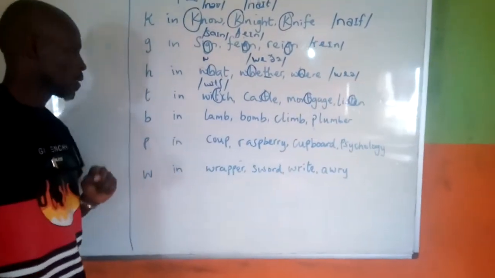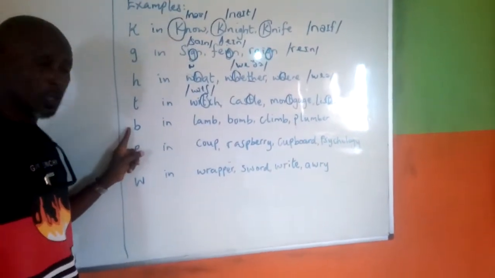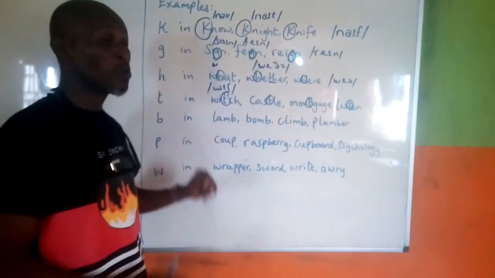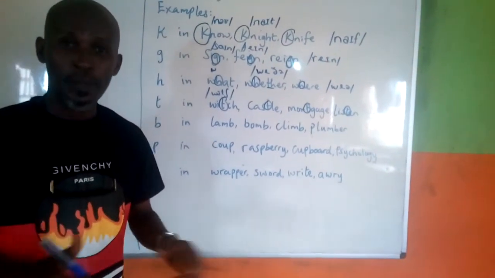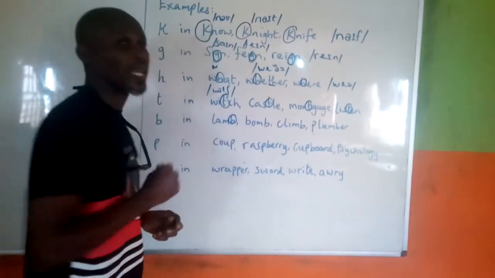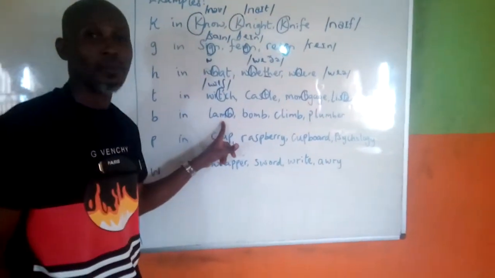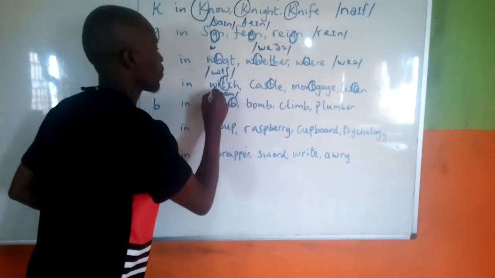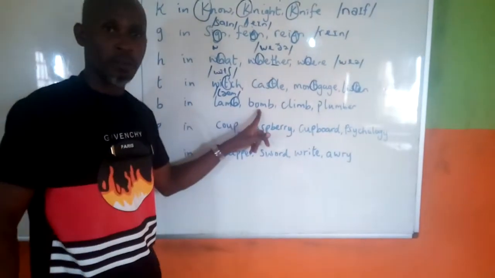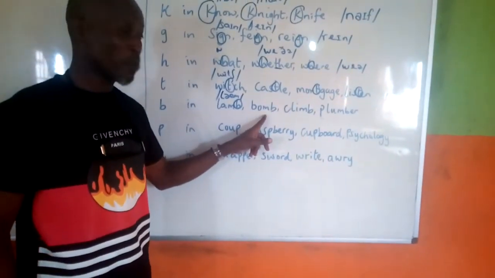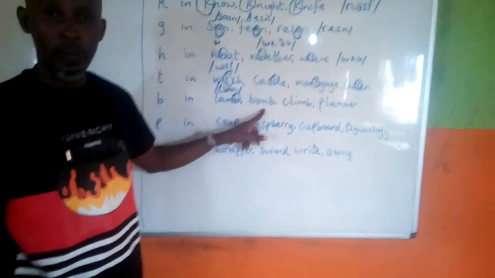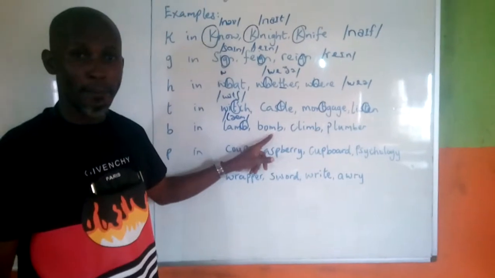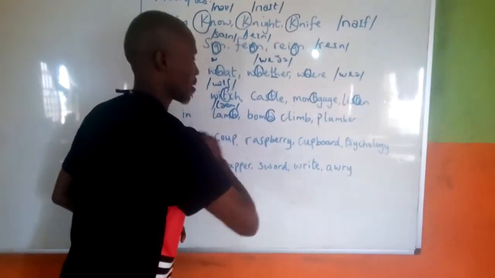Now let's move on. Now this is a letter B. It's a plosive. Now in "lamb", most people will pronounce the B. The B is actually silent in the pronunciation of "lamb". This is what you are pronouncing. Now the next one is "bomb". I know most people mispronounce this. This is not pronounced with the B, but it's pronounced "bomb". The letter B is silent.